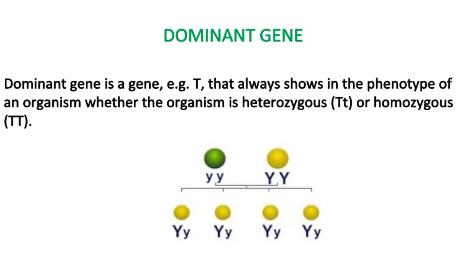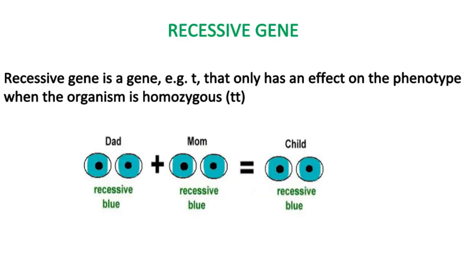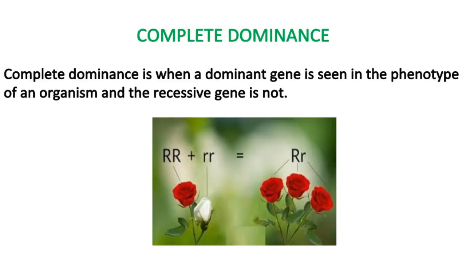Dominant gene is a gene that always shows in the phenotype of an organism whether the organism is heterozygous or homozygous. Recessive gene is a gene that only has an effect on the phenotype when the organism is homozygous. Complete dominance is when a dominant gene is seen in the phenotype of an organism and the recessive gene is not.